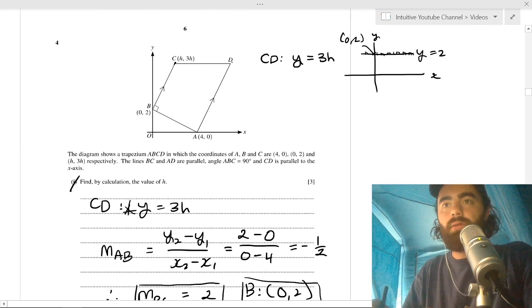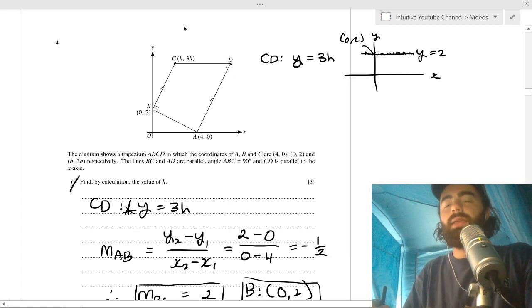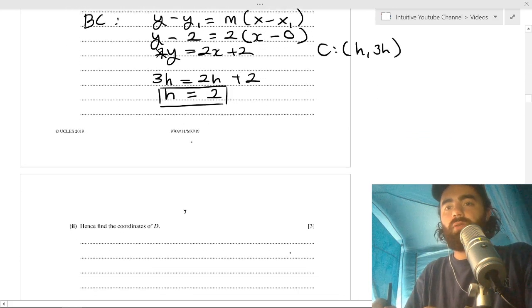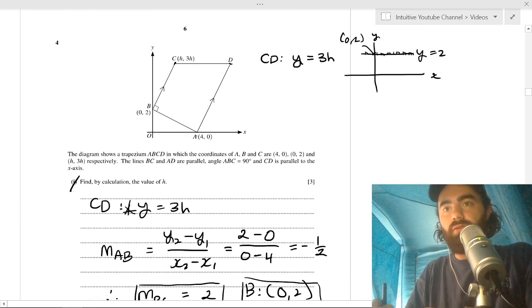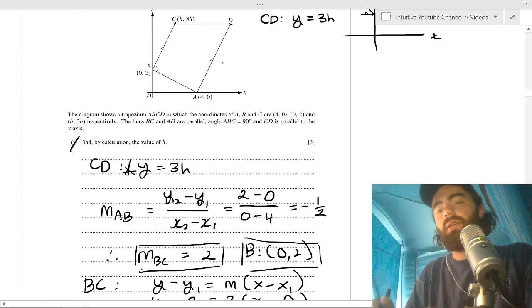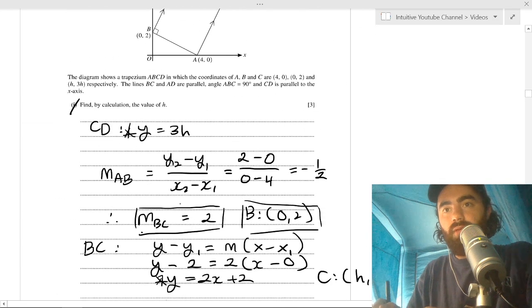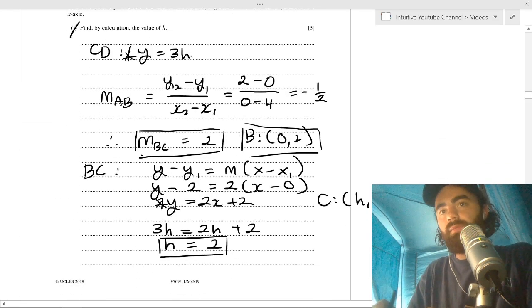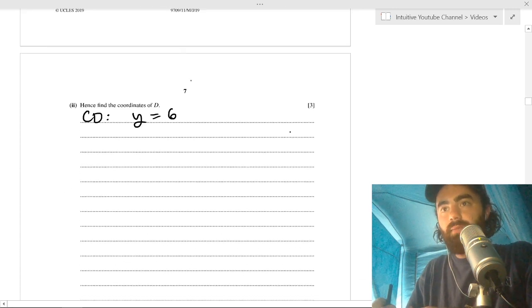Well, D will occur when CD and AD intersect. So if we want to find the coordinates of D, we need to find the equation of AD and the equation of CD. Well, the equation of CD is already known because we have it: y equals 3h, but our h is 2, so it's y equals 6. So that's the equation of CD.